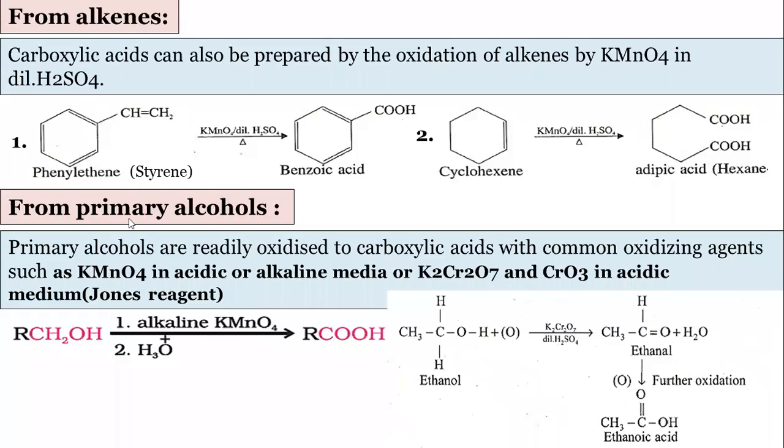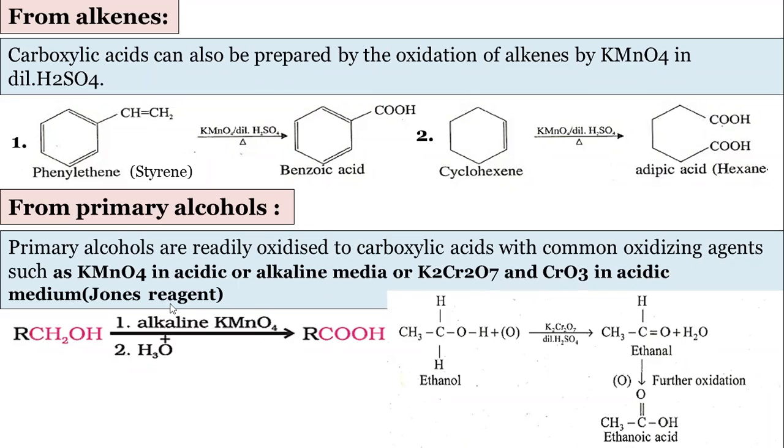If strong oxidizing agents like KMnO4, then K2Cr2O7, then CrO3 in acidic medium are used, these are specifically called Jones reagent. In the last 2 years, one question was asked in the JEE or NEET exam: what is the action of Jones reagent on alcohol? So I have purposefully mentioned this word here. Jones reagent is not mentioned in your textbook, but for the JEE and NEET exams, the question is asked on this. So what is Jones reagent? I will explain again. Oxidizing agents like KMnO4 in acidic or alkaline medium, or K2Cr2O7 and CrO3 in acidic medium, all these are called Jones reagent.